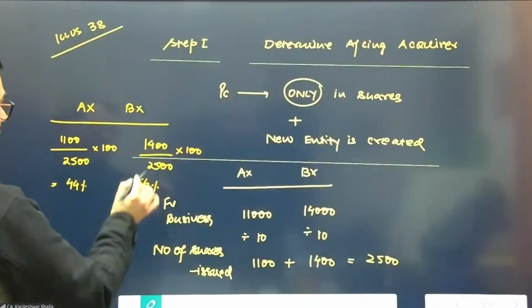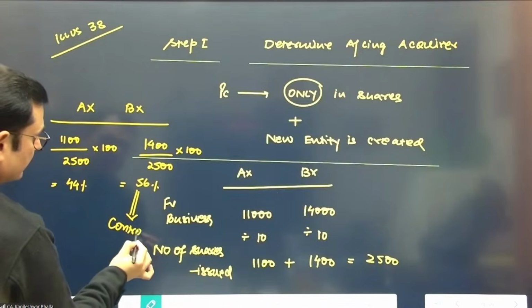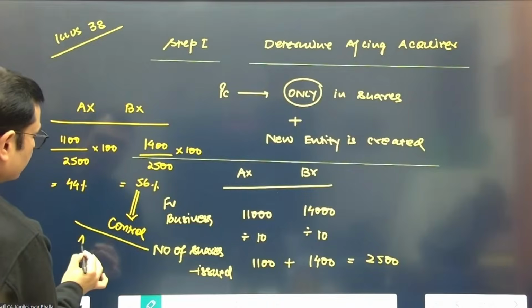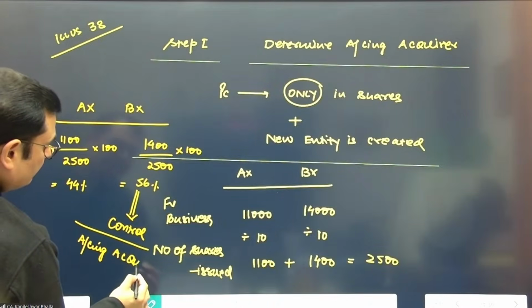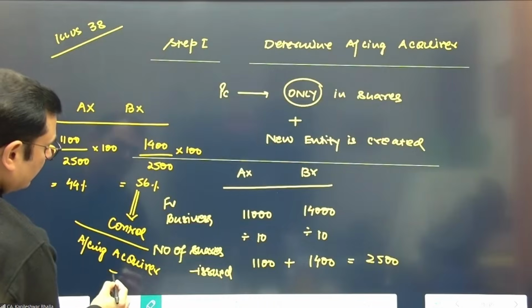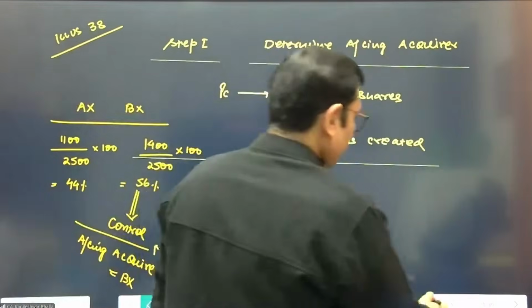So we can say he is getting a control over the business. And since he's getting a control, we can say the accounting acquirer is BX. The accounting acquirer in this case is BX. He is getting a 56% control over the company. Okay. So this is step number 1. Now let's go to step number 2.